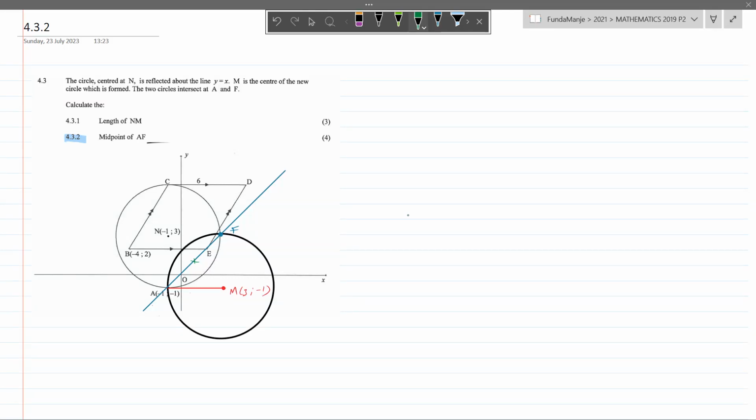4.3.2 says calculate the midpoint of AF. Now AF is this line that starts from that point to that point. I've marked the approximate midpoint with the green cross over here, and it is our job now to find the coordinates of that point.